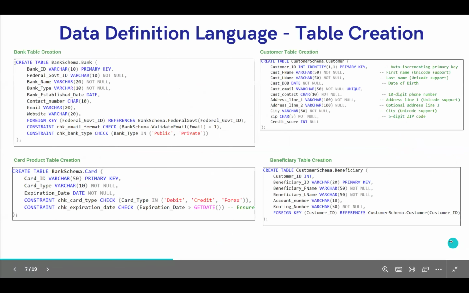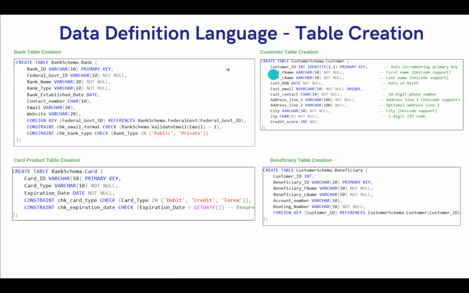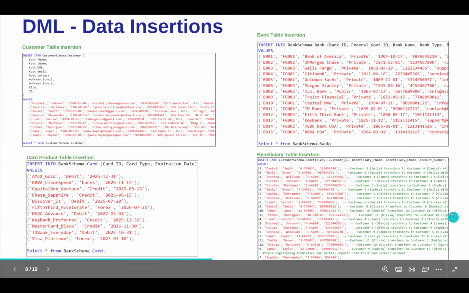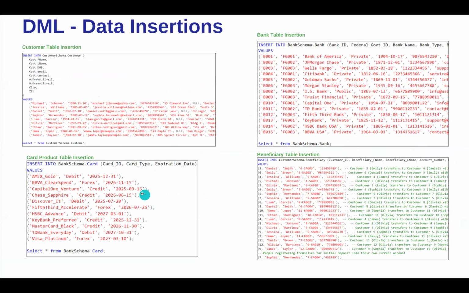Now, coming to implementing the database in the real world, we have used the data definition language to implement the key tables like bank, customer, card, and beneficiary. Now, coming to the next part, data insertions. We have populated these tables based on real world examples, taking into account the granularity of each piece of data.